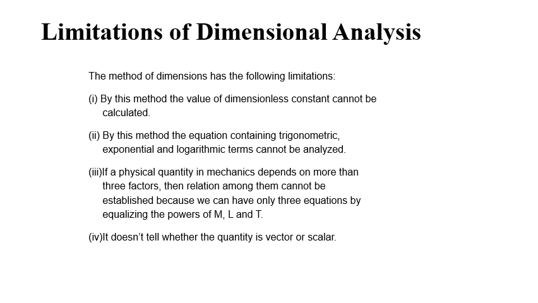Third limitation: if a physical quantity in mechanics depends on more than 3 factors, then the relation among them cannot be established because we have only 3 equations by equalizing the powers of M, L, T. Fourth limitation: it does not tell whether the quantity is a vector or scalar. So these are the 4 limitations of dimensional analysis.